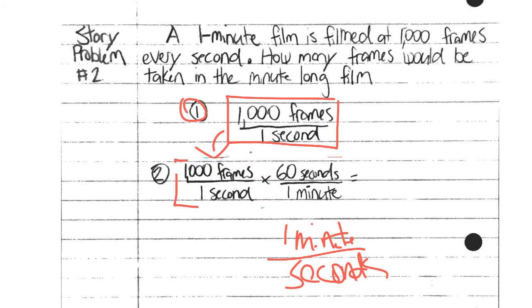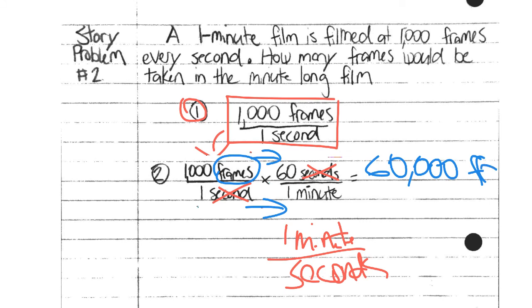Now that I wrote it across, I'm going to multiply straight across. Now my seconds canceled, so I'm crossing out just that word, seconds, and then I can multiply straight across. So 1,000 times 60 is going to be 60,000. All you have to do is really add that 6 to the beginning here. So we have 60,000. Now our label here is frames because we got rid of the seconds. So frames, and then 1 times 1 is 1. We got rid of the seconds, so 1 minute.